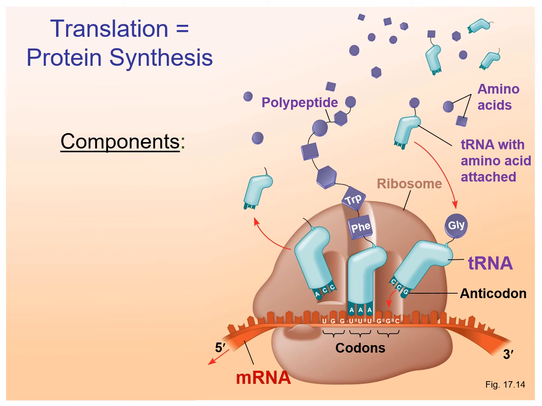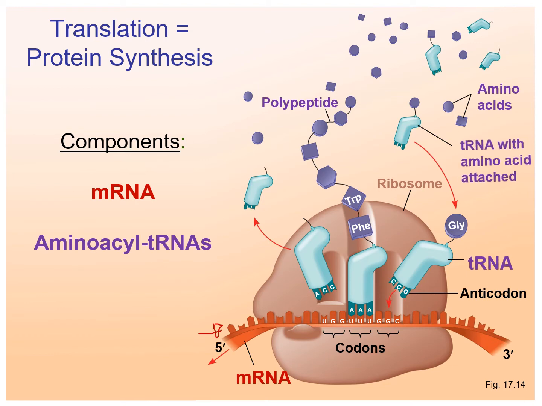Okay, so hopefully that gave you a pretty good overview of that video. It's very well put together. Now we're going to dive into the details on translation. So first let's talk about the components. First component is messenger RNA. There it is, over there in red. We talked about how we're going to make the messenger RNA through the process of transcription.